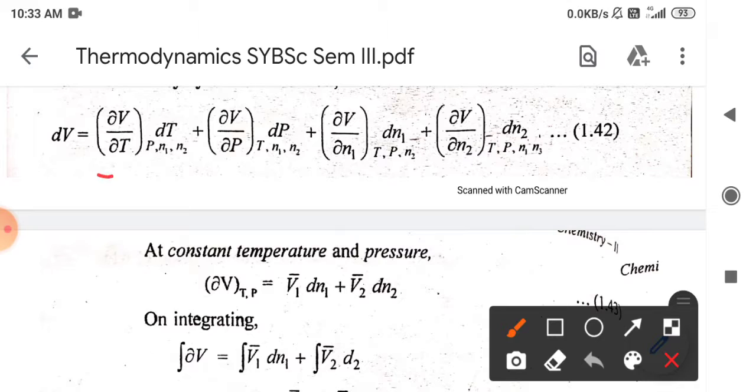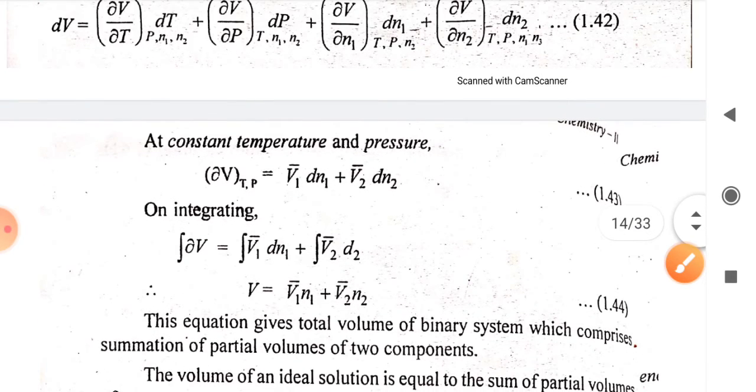Okay, this is first the change in volume with respect to temperature, the change in volume with respect to pressure, the change in volume with respect to the first component, and the change in volume with respect to the second component. So here N3 will not appear, because we are considering only the binary system. Okay, we are just considering the binary system.